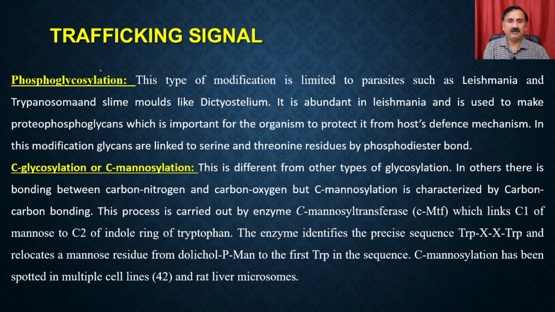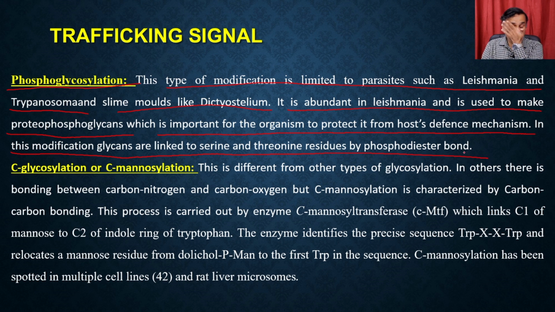Then we have the phosphoglycosylations. This type of modification is limited to the parasites such as Leishmania and Trypanosoma and slime molds like Dictyostelium. It is abundant in Leishmania and it is used to make the proteophosphoglycans, which are important for the organism to protect it from the host defense response. In this modification, the glycans are linked to the serine and threonine residues by the phosphodiester bond.